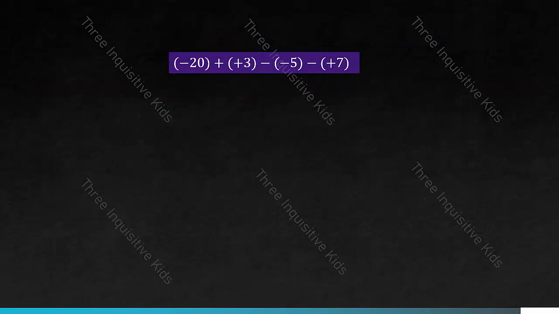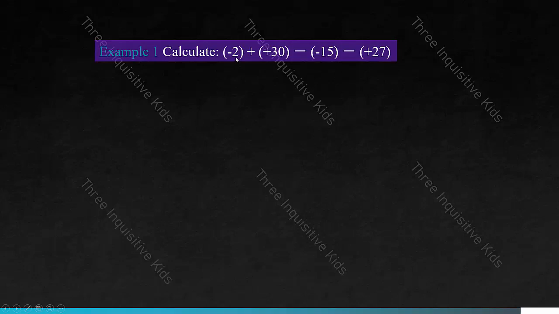Now I want you to simplify this expression on your own. First, we try to get rid of the parentheses, and then we combine the negative terms and the positive terms separately. Negative 20 minus 7 equals negative 27, plus 8. So we get negative 19.